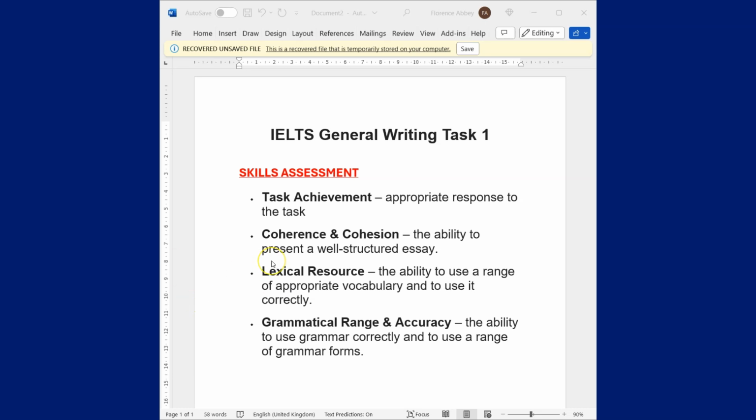Now, when it comes to the writing task 1 for general writing, you are assessed based on 4 marking criteria, and it is very important that you understand each one of them. The first one is about your task achievement. Task achievement, as the name implies, is about you being able to respond appropriately to the question given to you.